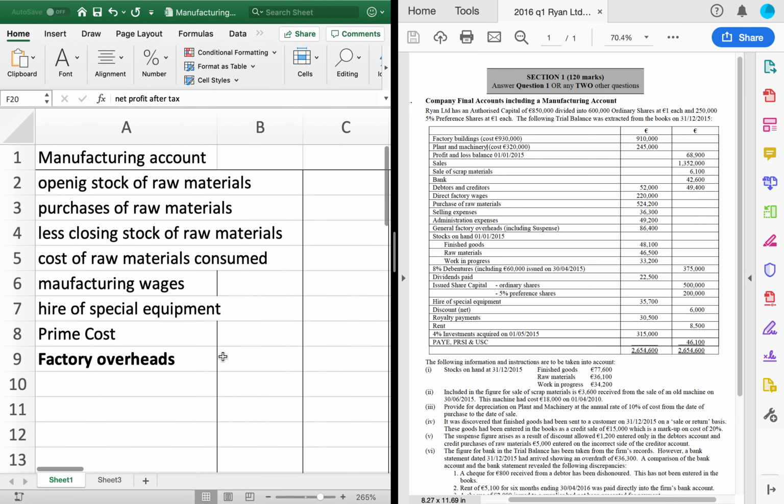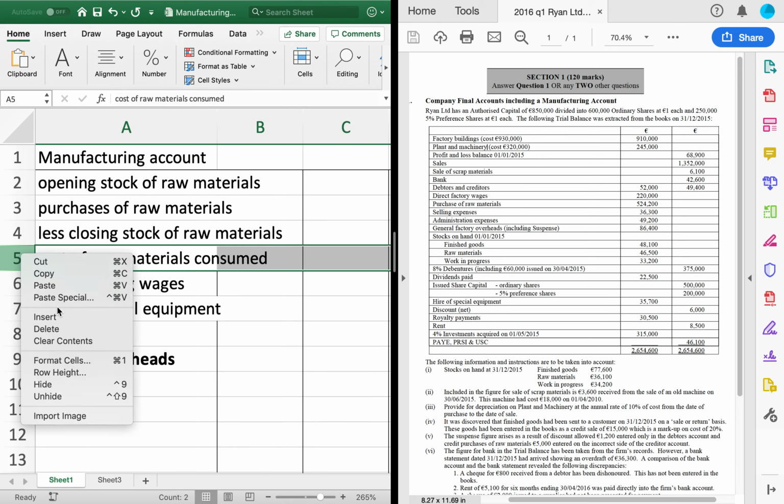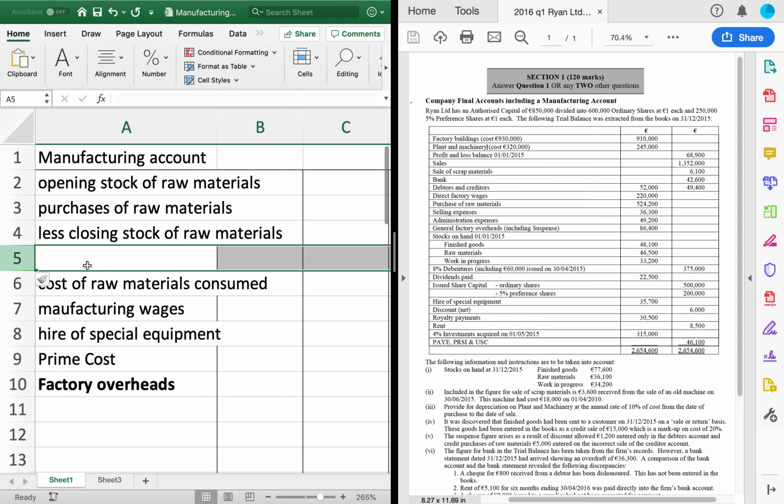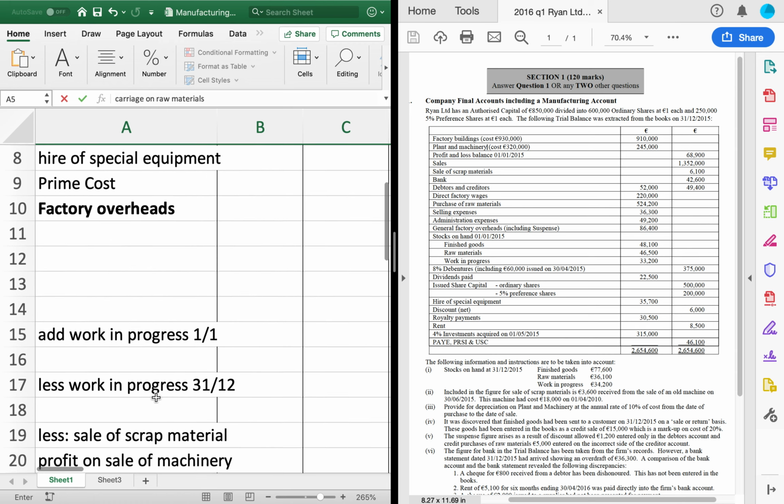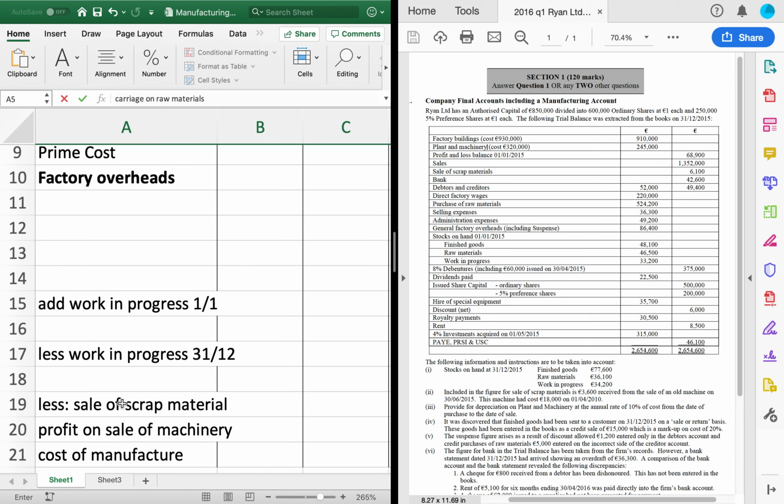Draw out your skeleton. Now, your skeleton for a manufacturing account will have your manufacturing element, opening stock plus purchases of raw materials. You might also put in carriage in there, because in some of the questions there's carriage in on raw materials, so we'll just stick that in there. Then you have your few extra costs, your factory costs, your two work in progresses, and then your less. Now I have sale of scrap material and profit on sale of machinery. There's no guarantee you'll have either of those in any question, but we'll just put them in.